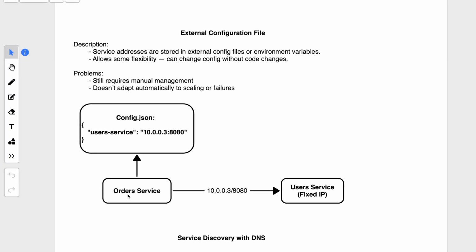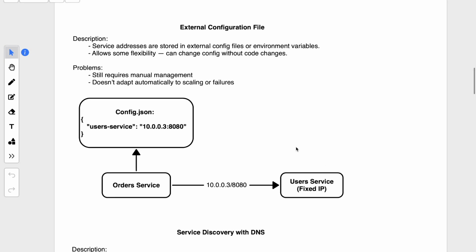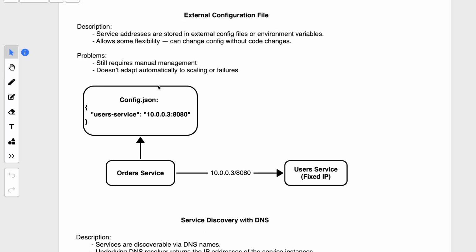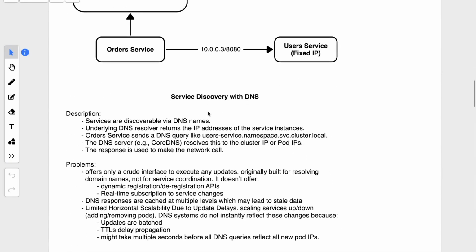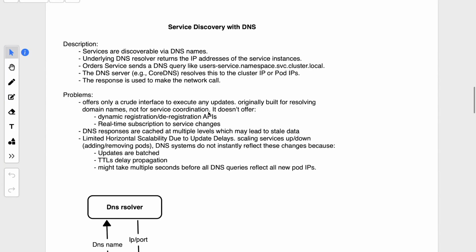So whenever the order service makes the next call, it will fetch this config file, it will get the updated location, and it will use that to call the user service. So there is no auto scaling here as well. In case there is any mistake while doing the manual updates, the communication will break. So it is also not a feasible solution for today's architecture. Let's move to other solutions.